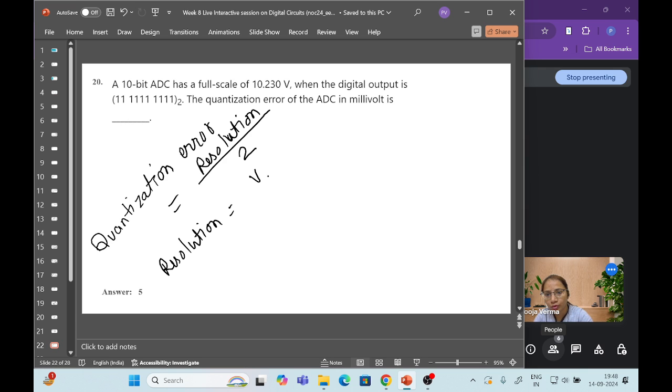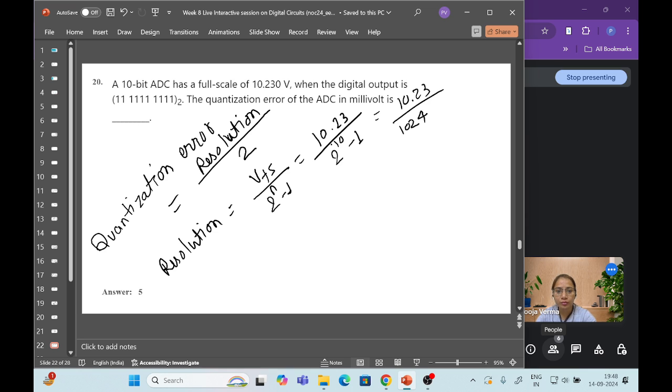Resolution is equal to VFS, that means full scale voltage, divided by 2 to the power n minus 1. Here the full scale voltage is given, that is 10.23, and n is 10, that means 2 to the power 10 minus 1. So 10.23 divided by 1024 minus 1, we will get 10.23 divided by 1023. If you divide it, you will get 10 millivolt.